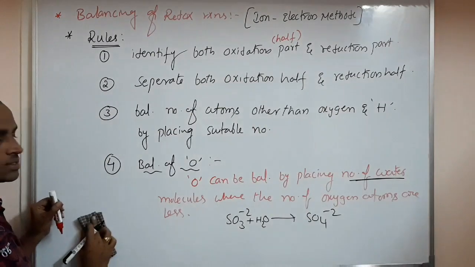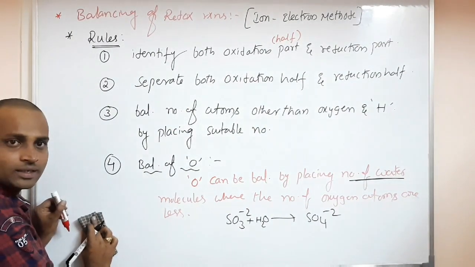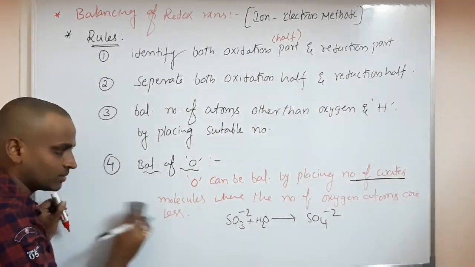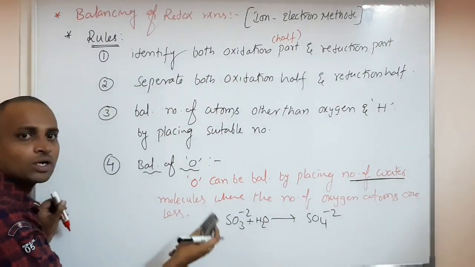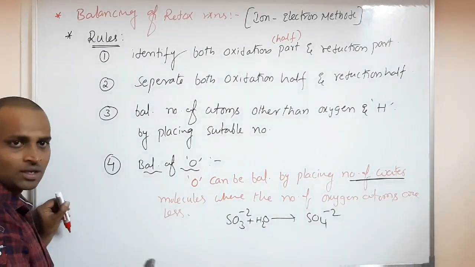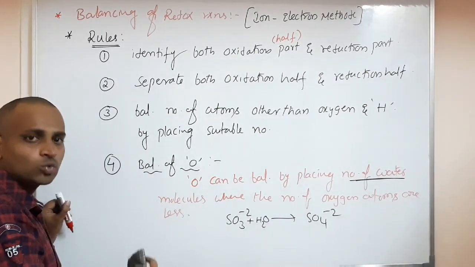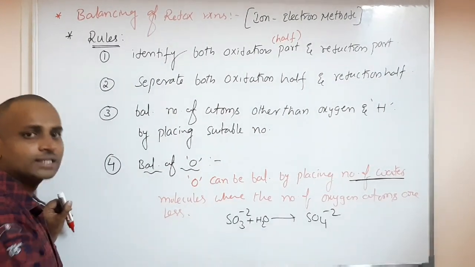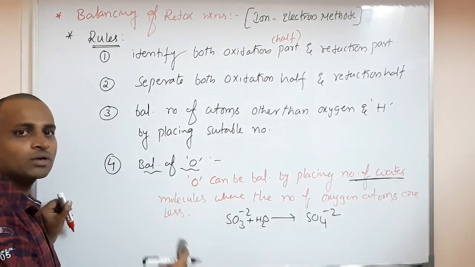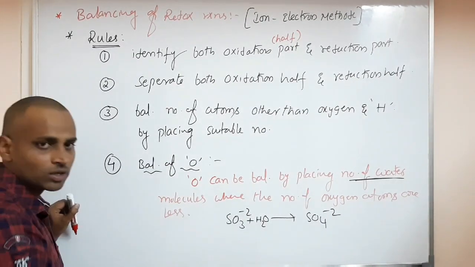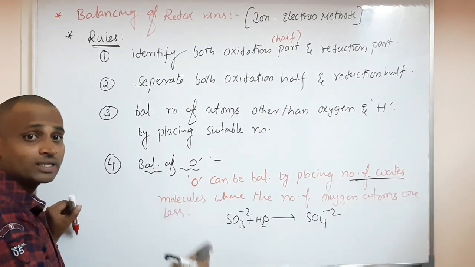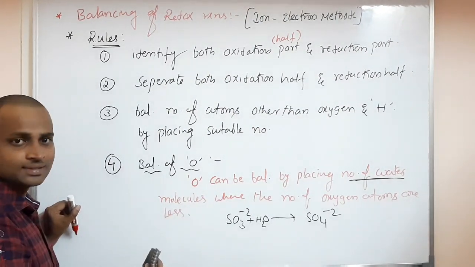Add water molecules on the side where the number of oxygens is less. One oxygen is less, one water molecule. Two oxygens are less, two water molecules. Three oxygens are less, three water molecules. Any number of oxygens less, that number of water molecules. Where do you have to add? Where the number of oxygens is less.